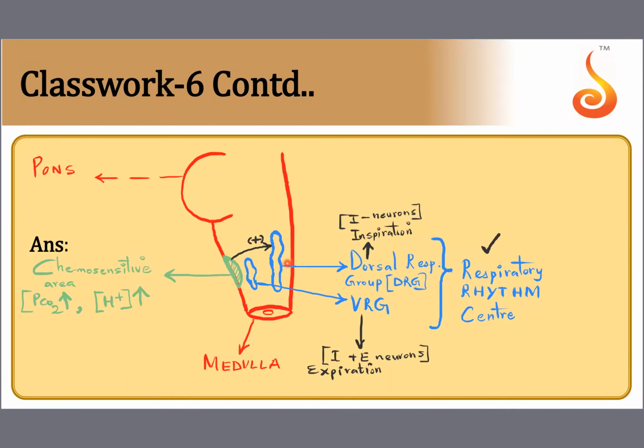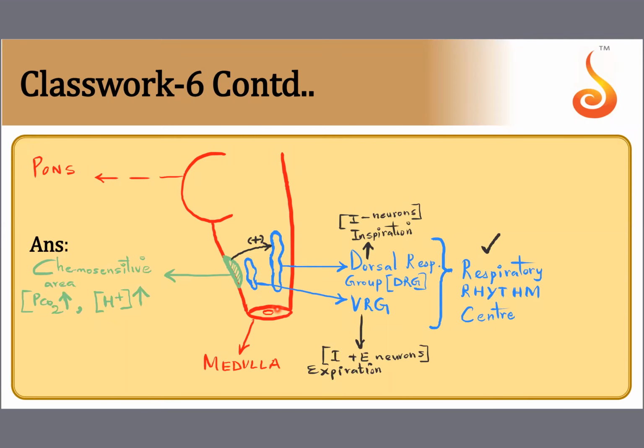The dorsal respiratory group will start firing now, and it will induce inspiration. When you inspire more, you're obviously going to expire more also. So you'll not only be taking in more oxygen, but you'll also be throwing away a lot of carbon dioxide, and you'll bring down the acidity of the blood. The H plus level will come back to normal. So the chemosensitive area has a positive influence on the dorsal respiratory group.